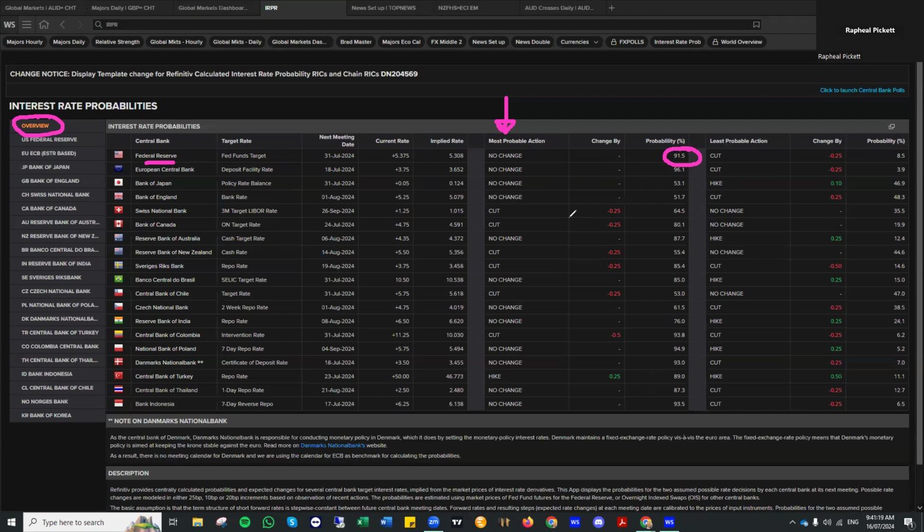Short term, this is the page to go to. Swiss National Bank cut, okay, 64%, right? That's by no means a given. So you'll be watching the data there very closely. Bank of Canada cut 80%. Okay, the data may not be as important. RBNZ, 0.25% cut.